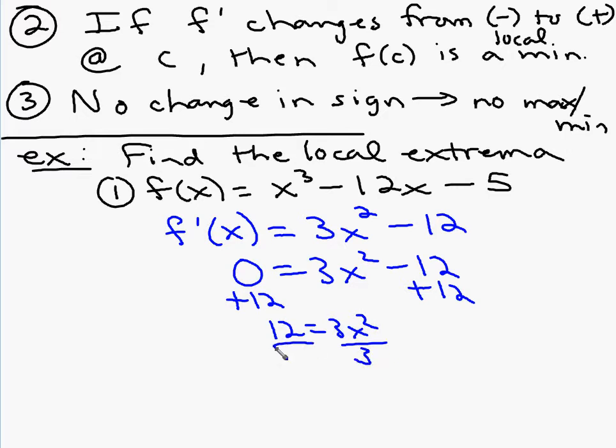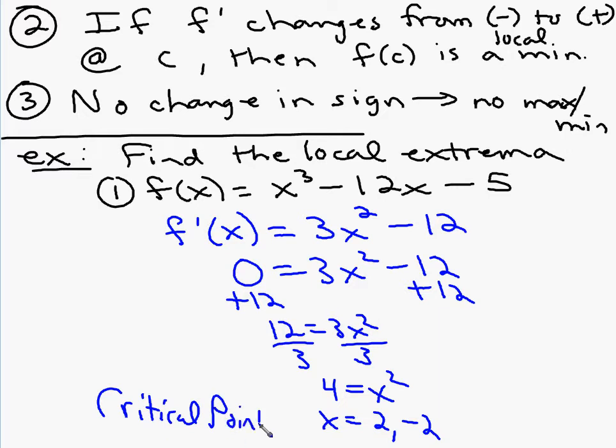We know what this is going to turn out to be. X squared equals 4. And I have two values, positive 2 and negative 2. We were not given an interval on this one, so we're going to work with both of them. Now, the question is, what are those? I know they're critical points, but now we want to use the first derivative test to see if those are a maximum or a minimum.